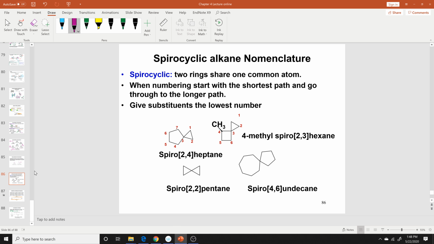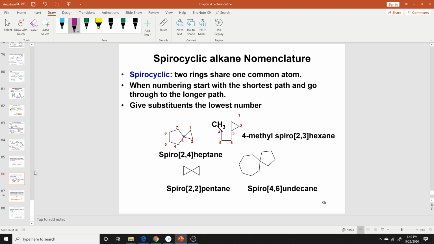It's going to be spiro because they are connected by one carbon. Count the total number of carbons including that common carbon. That's going to be 7, so it's going to be heptane. Open your brackets and arrange the carbons from the sides of this common point from the low to the high. This is the difference. So from the low, I have 2 carbons on this side. I have 4 carbons on the other side. This is going to be spiro[2.4]heptane.